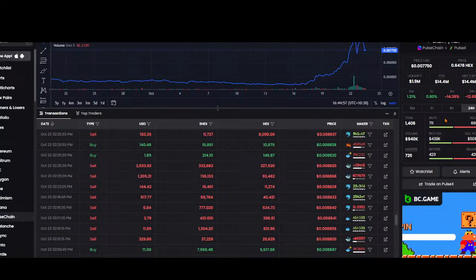Uniswap is disabling tokens around the world one by one slowly, and Pulse X is not doing that. There's no reason for HEX to be an unsupported asset on Uniswap as far as I'm concerned. Now, that's a lot. I hope that made some sense.